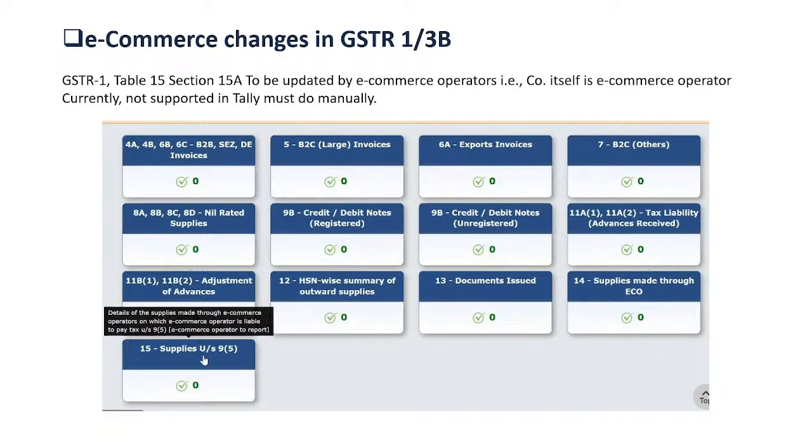The majority of our suppliers are doing goods online sales. For them, the solution is easy: just take the e-commerce summary, check the values once, and update the same on this table 14. For those exclusively in e-commerce operations, the company itself, that has to be done manually, because Tally has to come up with the support now.